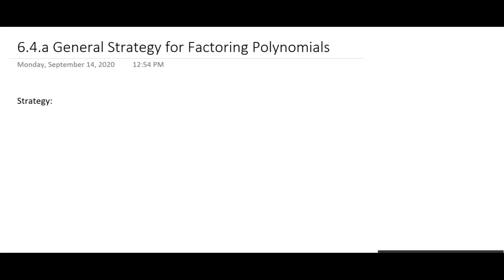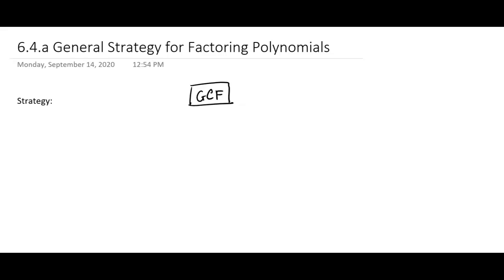In 6.4, we're not going to learn any new factoring techniques, but we're going to put it all together and see how it can work and give you some tips on what to look for. So the strategy is, first of all, look for the greatest common factor. And sometimes we forget about that and make a lot of work for ourselves, but always try to look for the greatest common factor first.